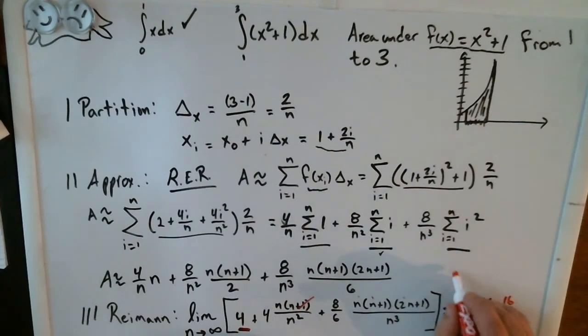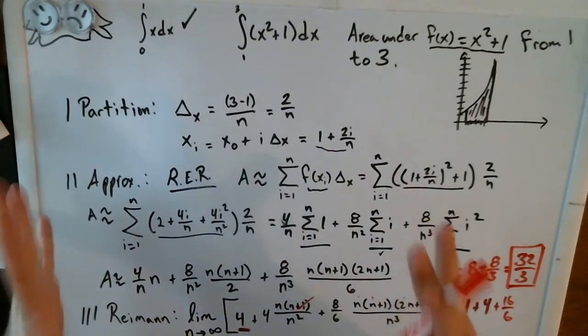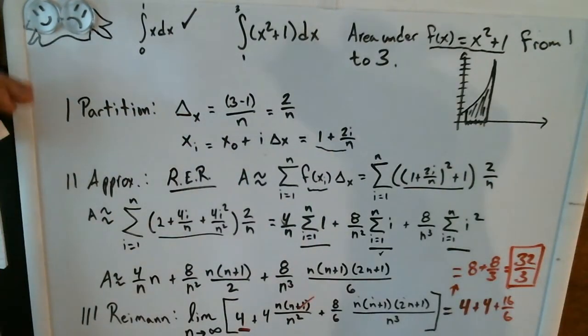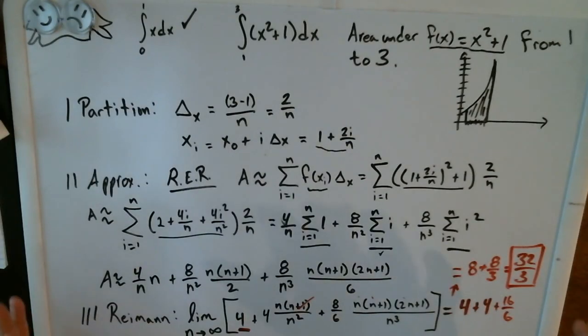I've run out of a little bit of room here because I've written large. So I've got 8 plus 8/3, which is the same as 32/3, which I believe is the right answer, unless I'm mistaken. Hope this helps. This is a big rigmarole, but to break down the steps into partition, approximate, and then to use Riemann, I hope that really covers it. Okay? Bye-bye.